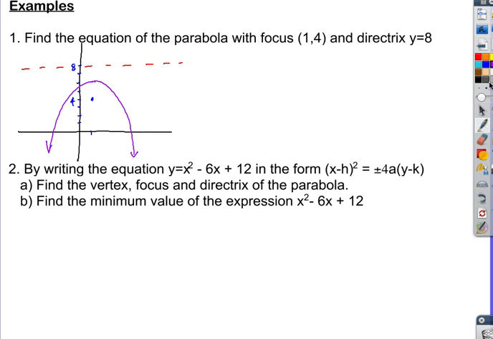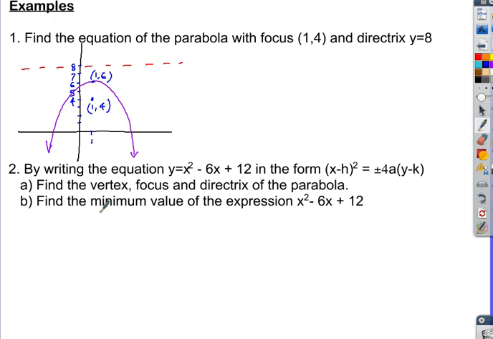Alright, so when you've got your scale on your y-axis, then you can see as well what the coordinates of the vertex are going to be. Because the focus and the vertex are lined up, they'll have the same x-coordinate. And it's halfway between 4 and 8, which is 6. So the vertex has the coordinates 1, 6. Did everyone see that? Because the focus was 1, 4.